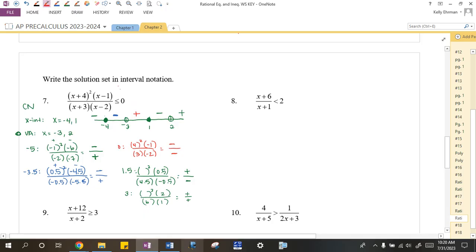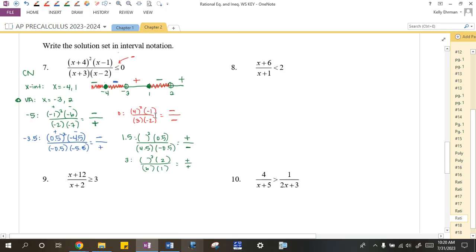Now, what about the answer to this? We're looking for less than or equal to 0, so we're looking for negatives. This section, and this section. And be sure to simplify. Where am I going to put this answer? I'll put this answer next to the problem. So be sure to simplify. You don't want to say negative infinity to negative 4, to 3. Simplify that. That's continuous. So we want negative infinity through negative 4 all the way up to negative 3, parentheses, and then square bracket 1 to 2, parentheses. That's our solution set for number 7.